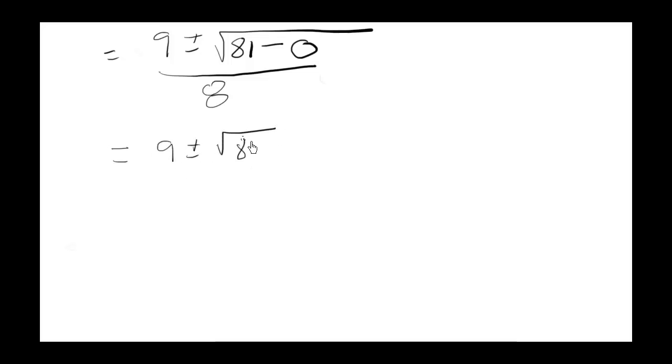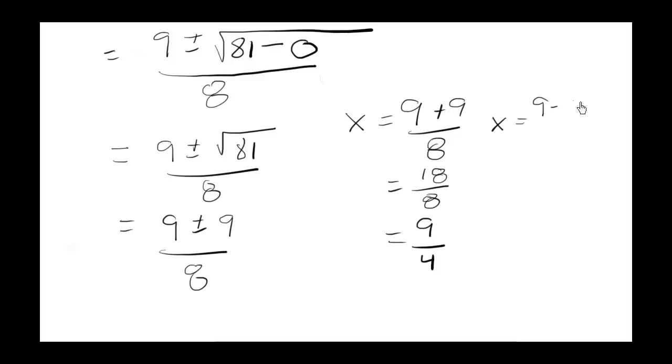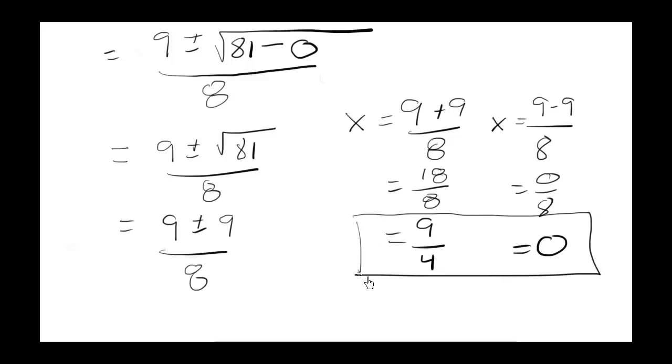9 plus minus square root of 81 over 8, and the square root of 81, that's a perfect square, that's 9 over 8. So we get x equals 9 plus 9 over 8, which is 18 over 8, and then simplify the fraction. So I can take 2 out, that's 9 over 4. So we get 9/4 for our first answer, and the other one is x equals 9 minus 9 over 8, which is 0 over 8, which is 0. Remember, you can't divide by 0, but 0 over a number, that's fine. We got our two answers.